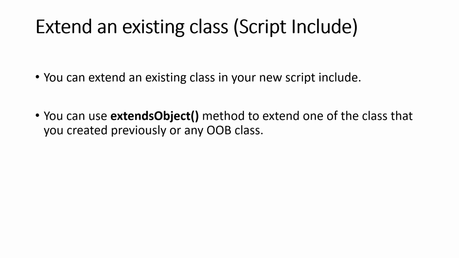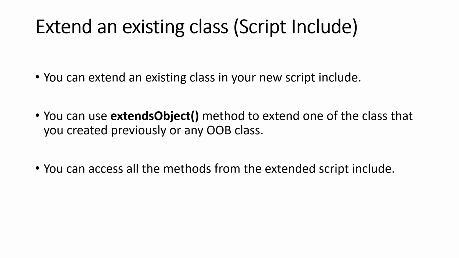Now here is a method called extendsObject. You can use the extendsObject method to extend one of the classes that you created previously or any out of the box class. Any out of the box class you can extend with the help of this method, and we will see practically how this method is working. You can access all the methods from the extended script include, so whatever method is there in the extended script include, you can use that. That's the benefit. Finally, you can use it from both server and client side. We will deal with the client side today.